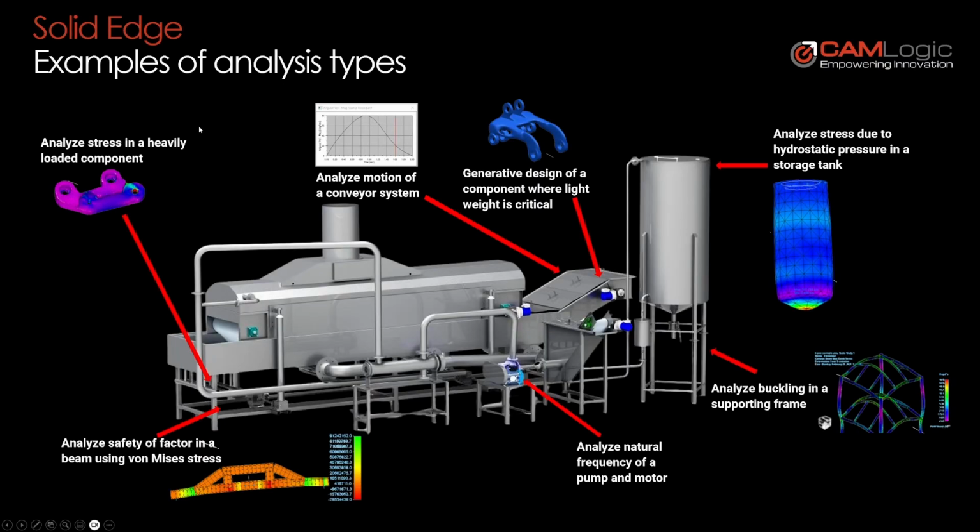So let's look at examples of the types of studies that we can do with Solid Edge simulation. We can analyze the stress in a loaded component or in a storage tank from hydrostatic pressure. We can look at a support frame for its factor of safety or how likely it is to buckle with Solid Edge. We can also look at things like the natural frequency of a pump and motor, and even analyze the motion of a conveyor system.